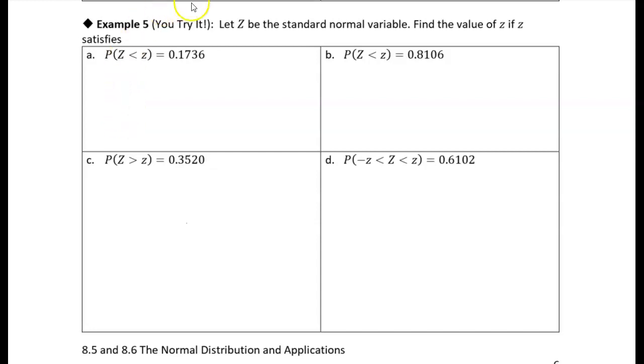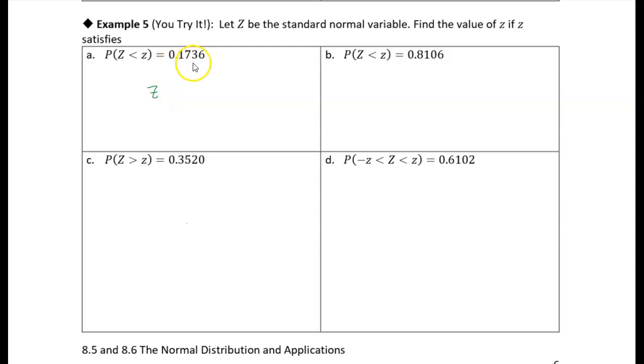All right, so this example is pretty much identical to example four, just different numbers. So hopefully you had a chance to give this a try and practice what we learned in example four. So these first two involve just pretty much straightforward lookup in the table. We're given a probability and we want to know a z-score for that probability. We're given a probability that z is less than some z-score, and we want to know that z-score. Right, so basically we can just look it up, right?